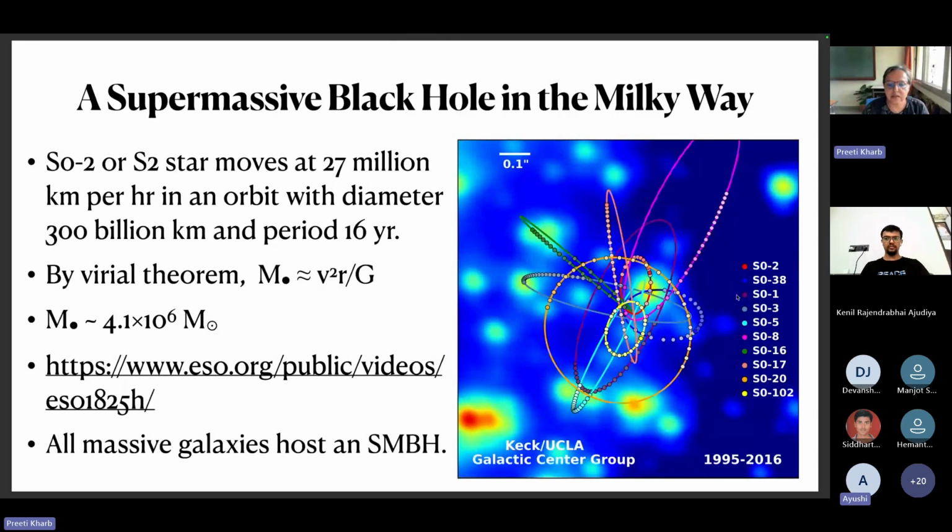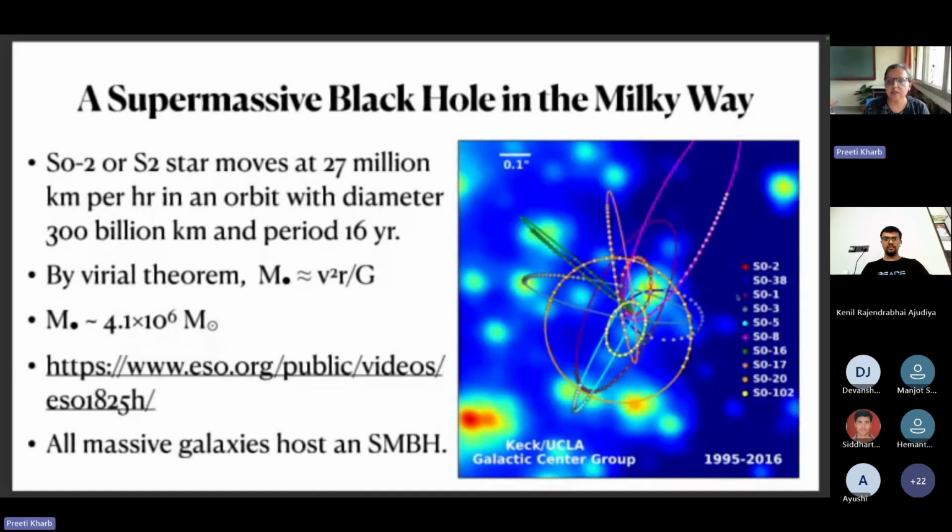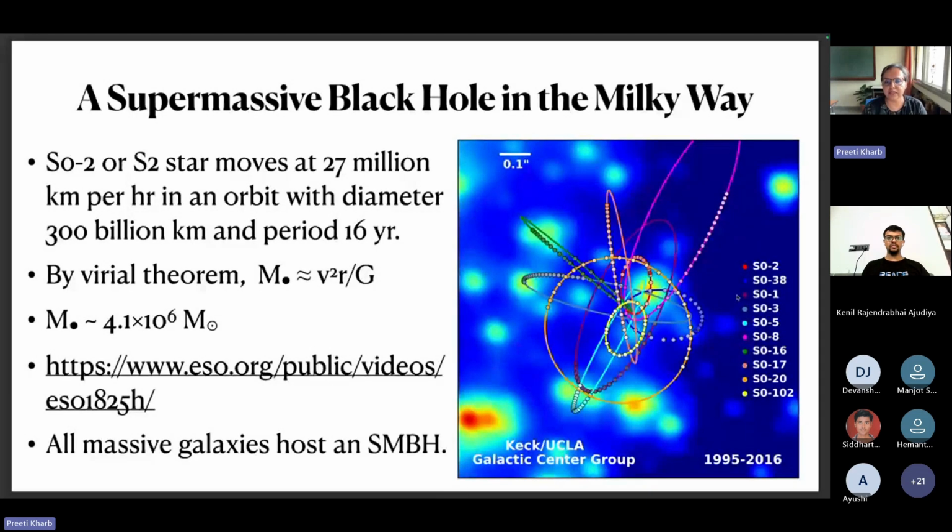Okay. So let me start with this picture. I'm sure this picture is very familiar to at least a good fraction of you. This is basically an image of the galactic center, the center of our own galaxy. And all these points here are positions of stars, the names of which are noted here. So these are the orbits of these stars in the galactic center.